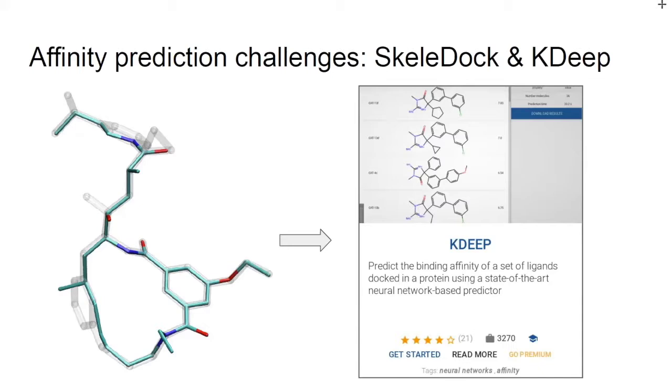Okay, so in the affinity prediction challenges, we use a combination of Skeledoc and KDeep. KDeep is a neural network, a 3D convolutional neural network developed by some of my colleagues. You can imagine it as a grid.